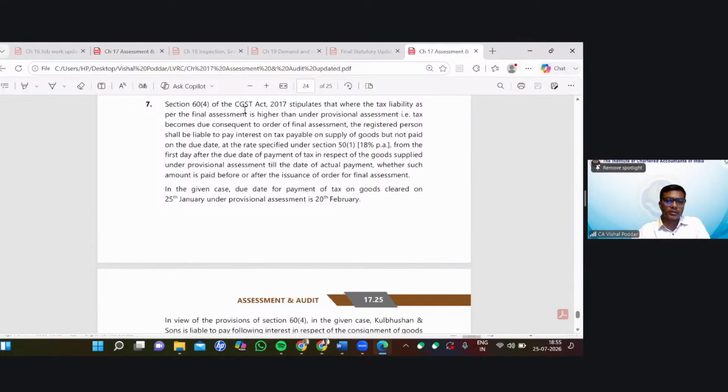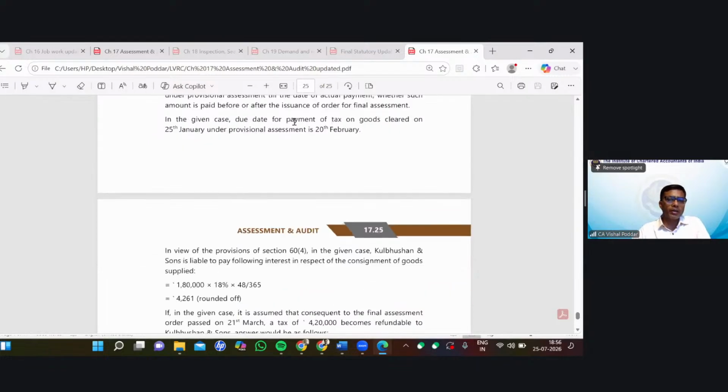So section 60(4) stipulates that where the liability as per final assessment is higher than provisional assessment, that is tax becomes due consequent to order of final assessment, the registered person shall be liable to pay interest on the tax payable on supply of goods which is not paid, at the rate specified, that is 18%, from the first day after the due date of payment of tax in respect of the goods supplied under the provisional assessment till the date of actual payment.